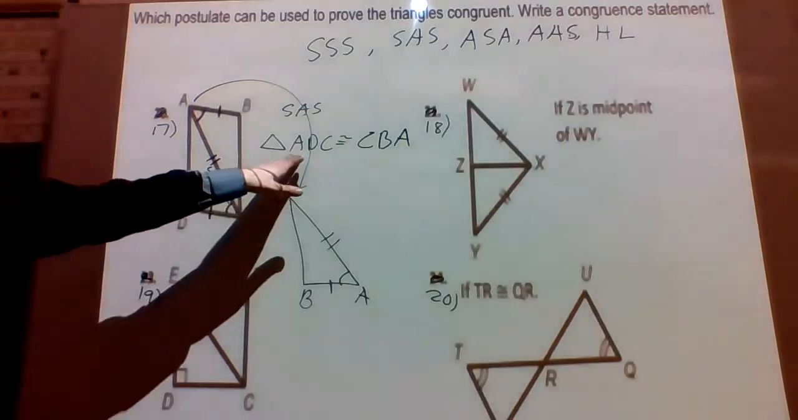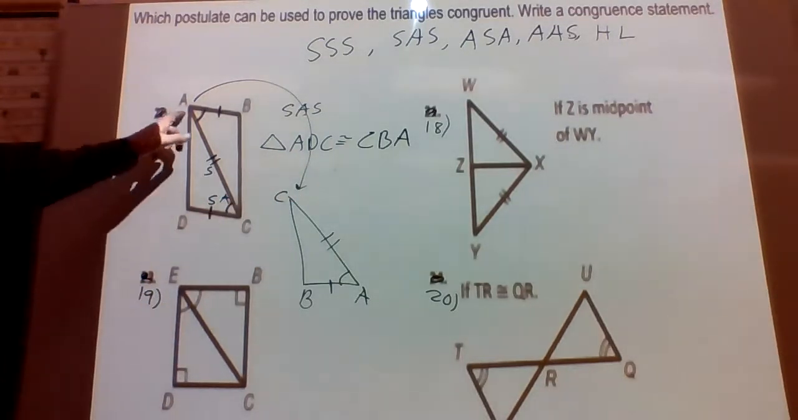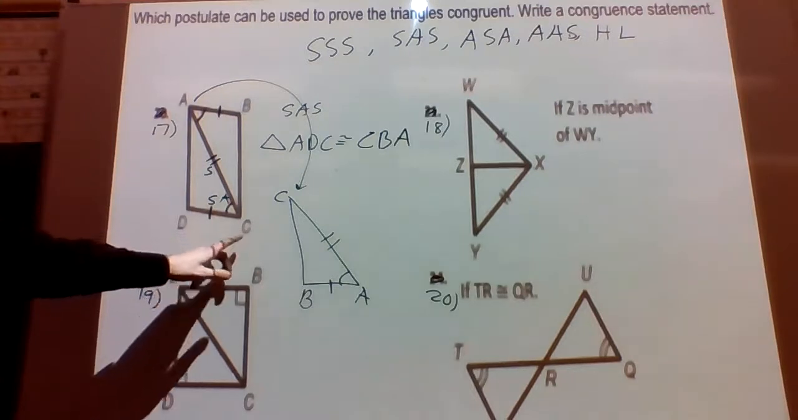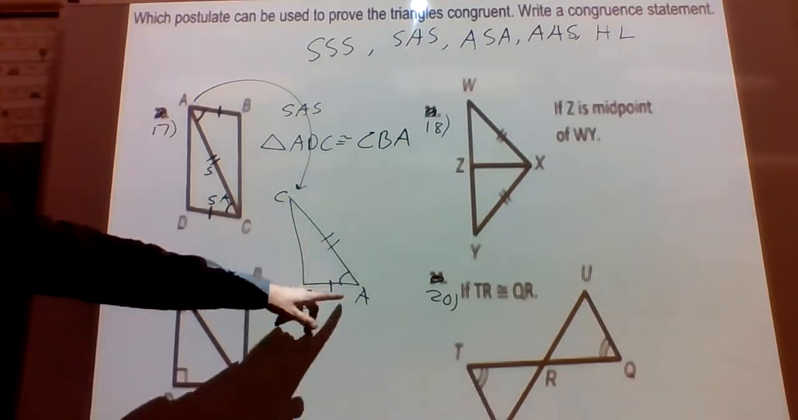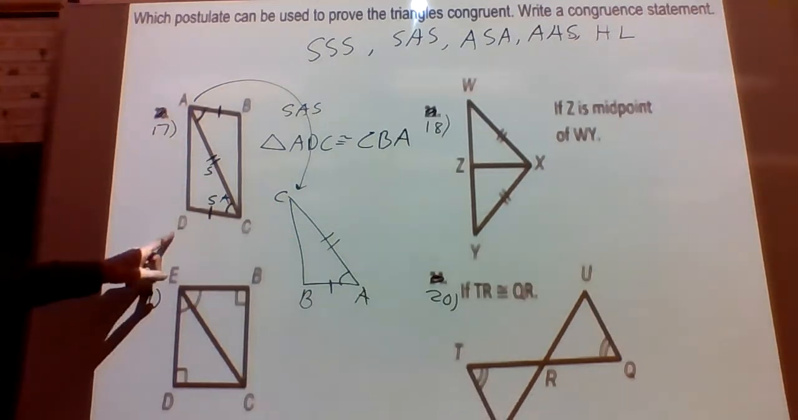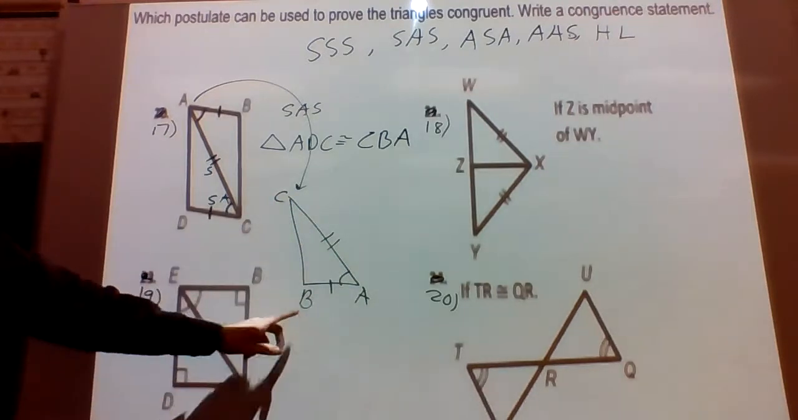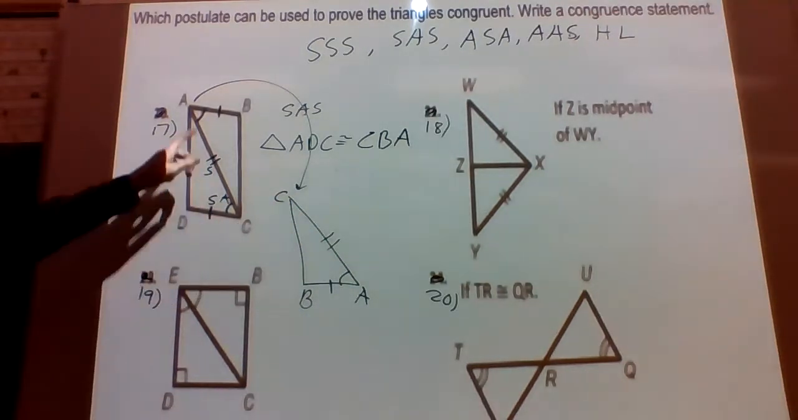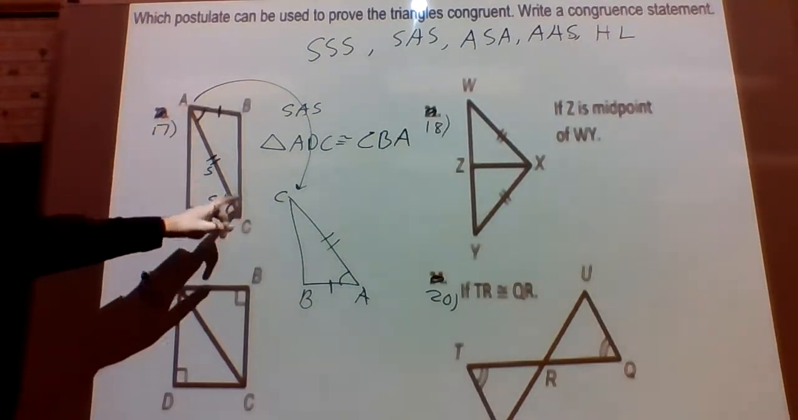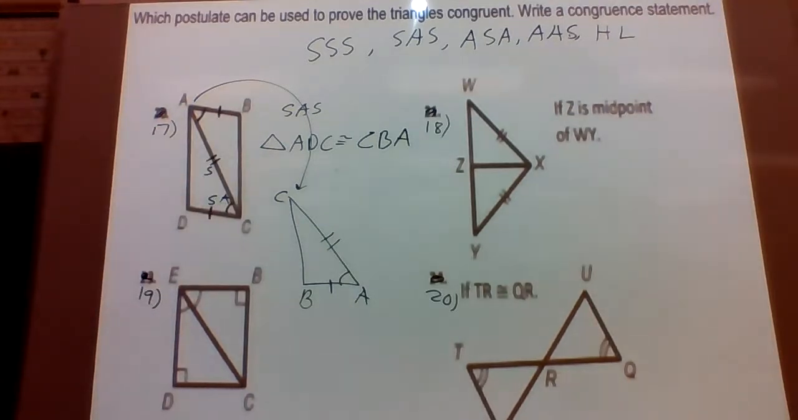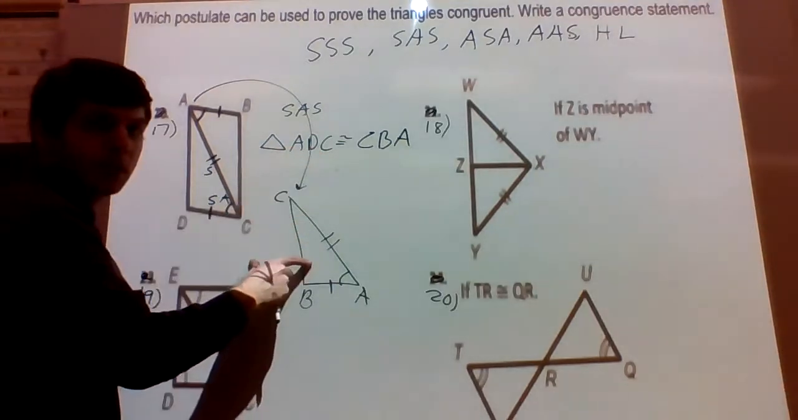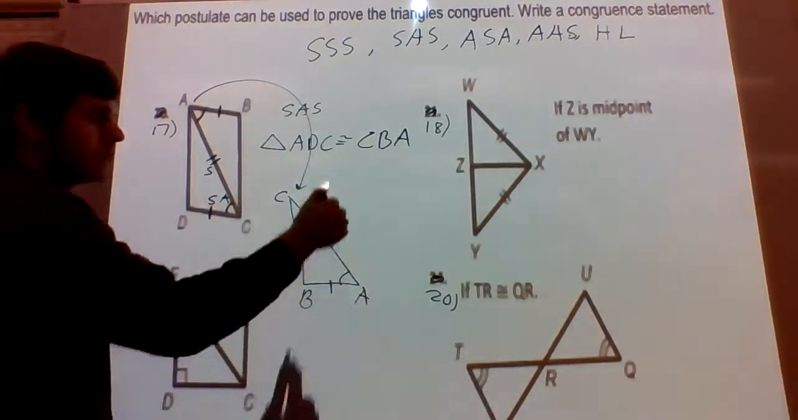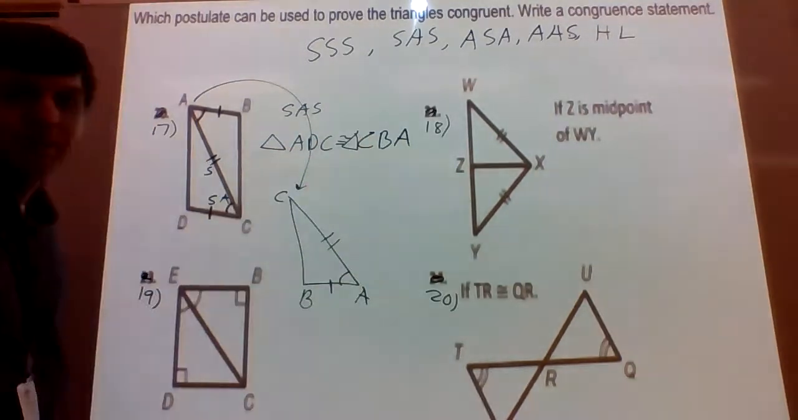We can name this triangle 6 different ways. So we can name it DAC. Triangle DAC would be congruent to triangle BCA. Triangle CAD would be congruent to triangle ACB. Right? Six different ways to name the first one. Name the second one in the same way. This is triangle CBA.